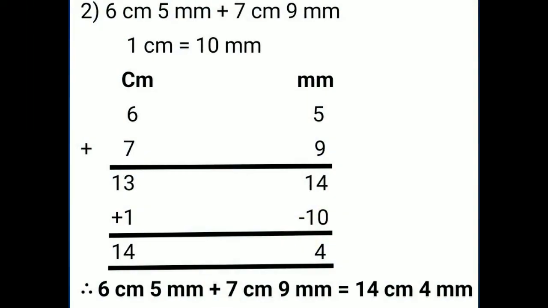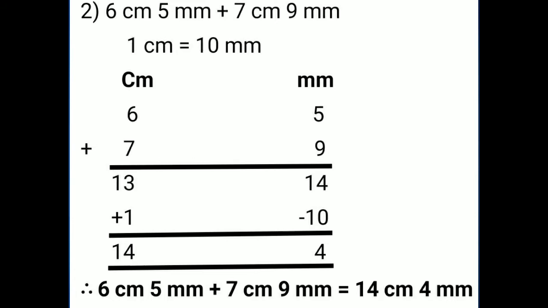Let's begin with the next sum. 6 cm 5 mm plus 7 cm 9 mm. Now as per usual, we'll begin with the conversion from the bigger unit to the smaller unit, that is 1 cm is equal to 10 mm. After doing the addition, we get the sum to be 13 cm and 14 mm.